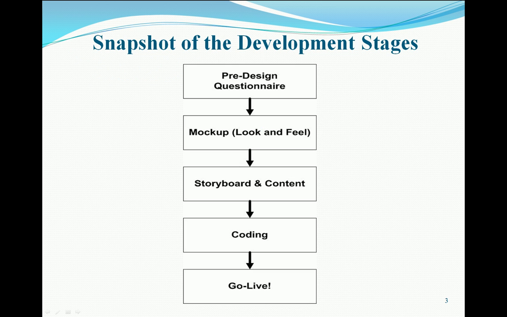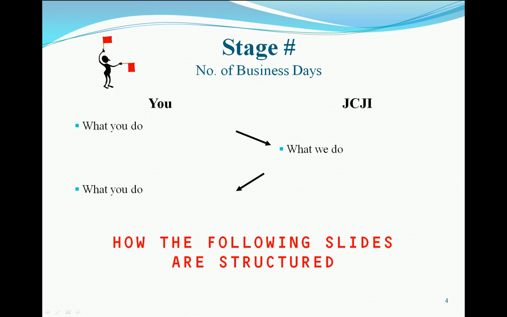Now here's a snapshot of the development stages of the site. We have a pre-designed questionnaire, a mock-up, storyboard and content, coding, and go live stage. Now let's review some of the details about each stage. Here's how each of the following slides is structured. We have the name of the stage at the top, the number of business days it will likely take, and then the actions that you and/or JCJ Interactive will take at each stage.